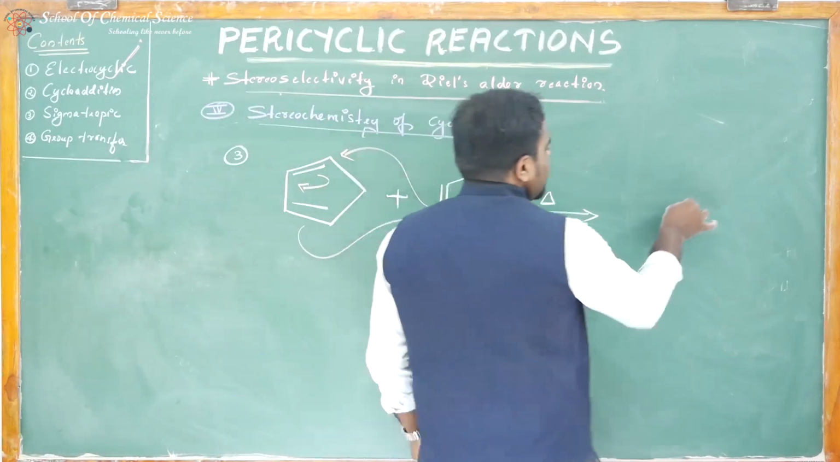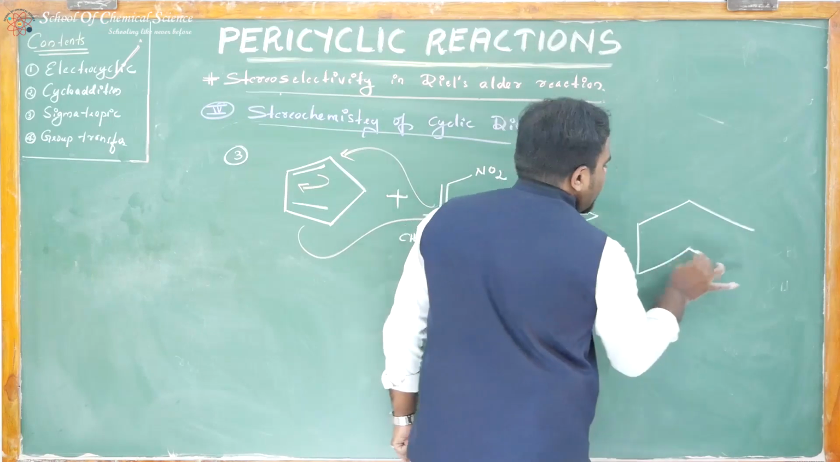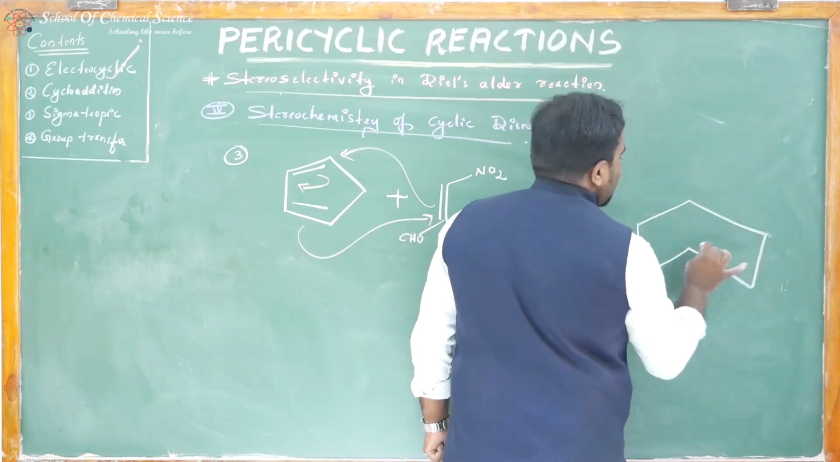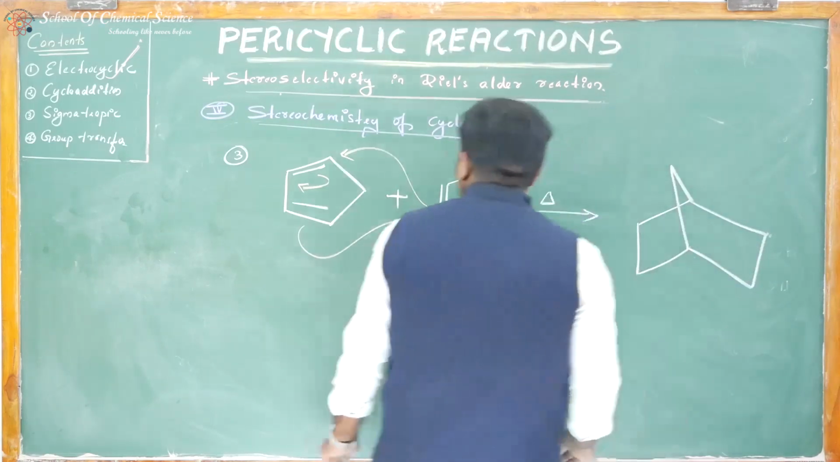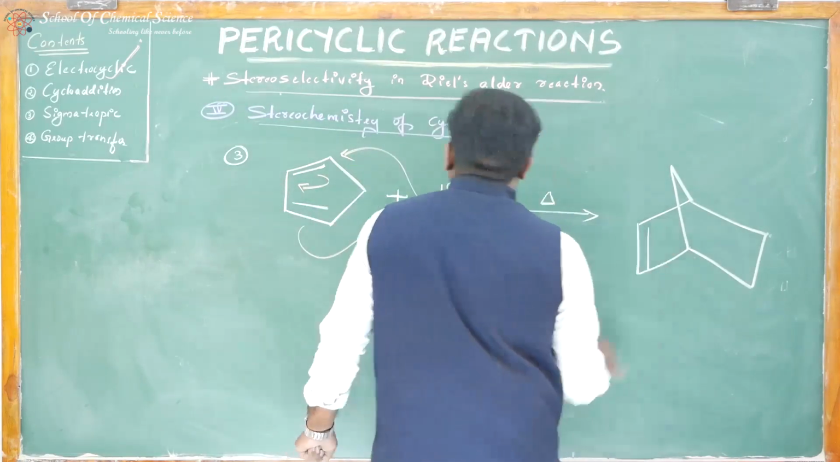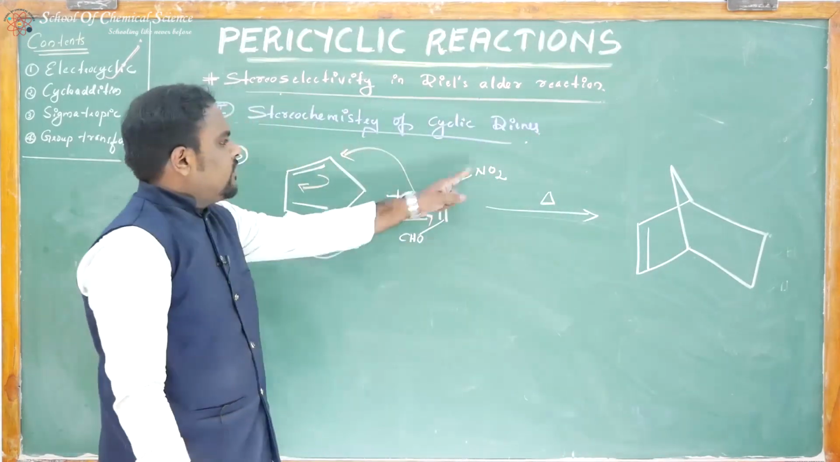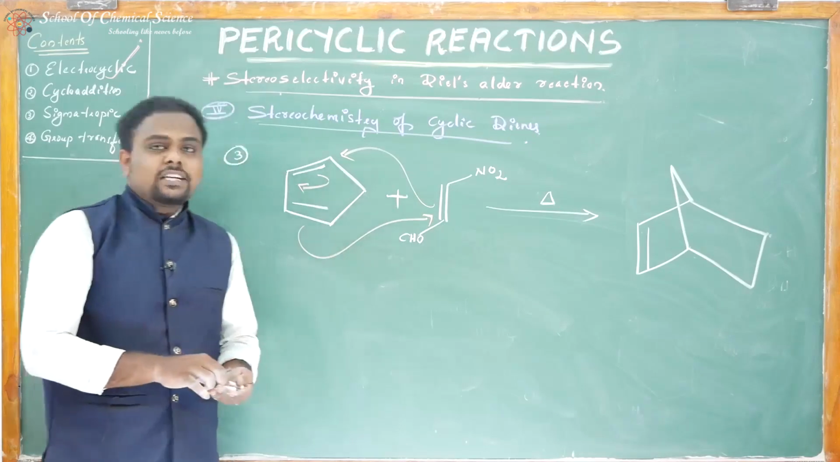A 6-membered ring with a bridged carbon. This will be your product. Between these two carbons a pi bond is there. Then what is the stereochemistry? Both are trans to each other.